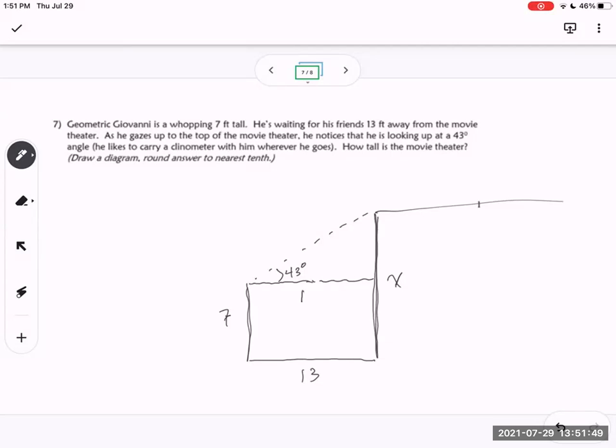Yeah, so this is 13 right here. And you know, this part is 7 right here. And this is going to be x minus 7 up here if we're calling this whole thing x. So if we call this entire distance that they're asking us for x, this portion up here would be x minus 7.